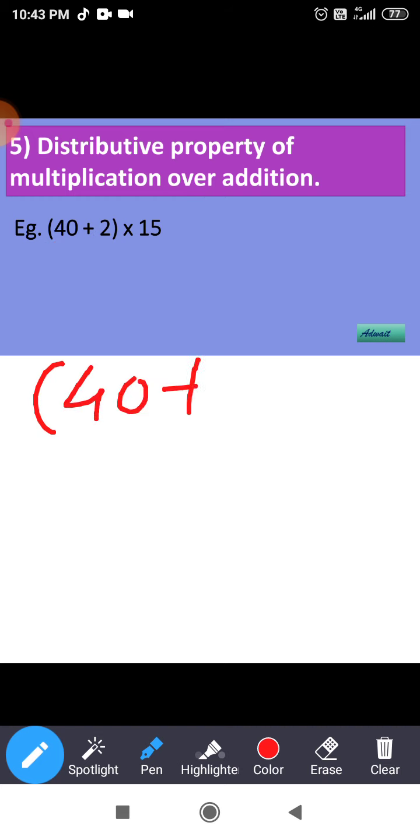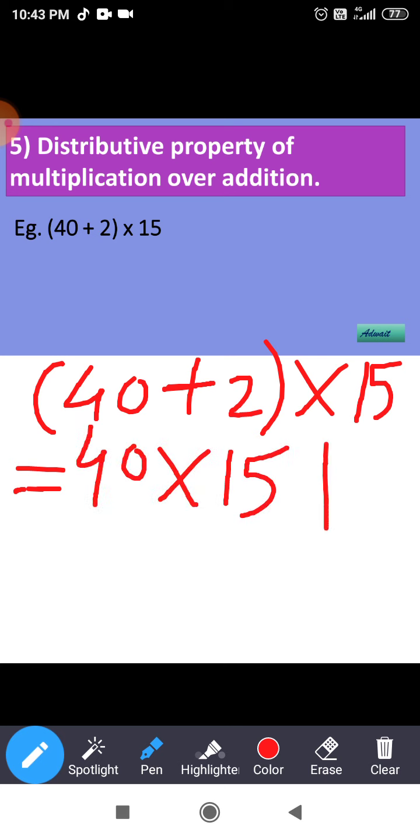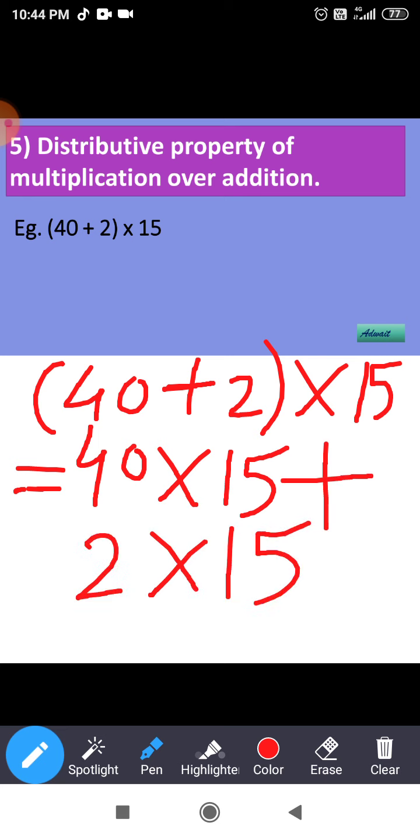40 plus 2 into 15. It means I have to give this 15 to each of the numbers which are inside the bracket. It means 40 will also be multiplied by 15, plus 2 will also be multiplied by 15.